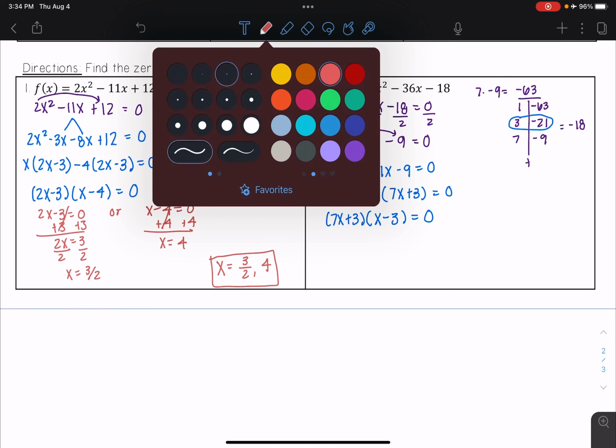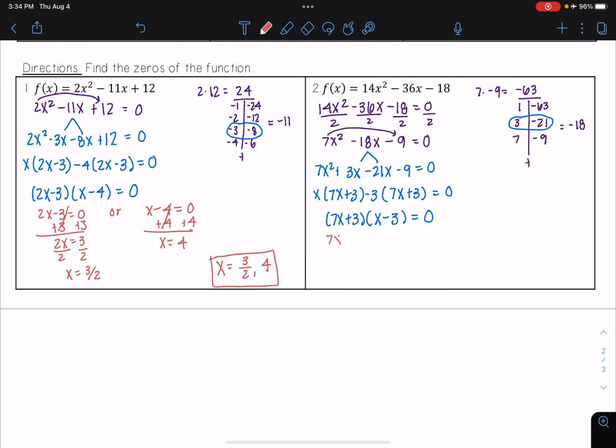And now I can go ahead and solve for both. So I have 7x plus 3 equals 0, x minus 3 equals 0. Subtracting 3 from both sides, I get 7x is equal to negative 3. And then dividing by 7, I get x is equal to negative 3/7. And then x is equal to 3. So my two answers here are negative 3/7 and 3.